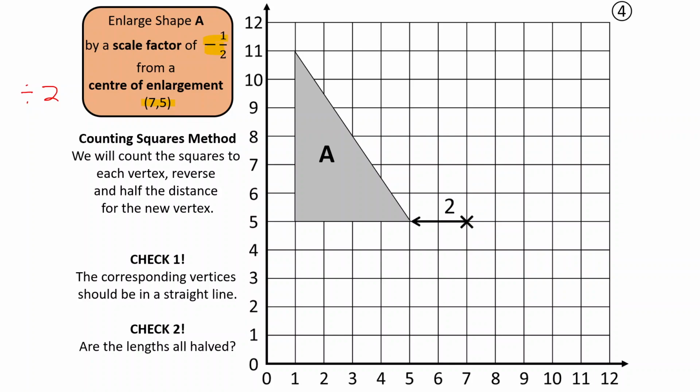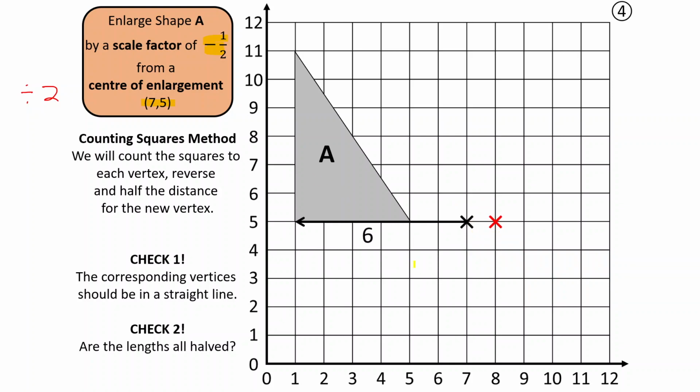Choose a vertex to go to. So this first one, they are going 2 across to get this point here. We're now going half as small. We're dividing by 2, but because it's a negative scale factor, we've got to go in the opposite direction from the centre of enlargement. So I've got to go to the right, and half of 2 is 1, so to the right by 1, and there we go. That is my first point.